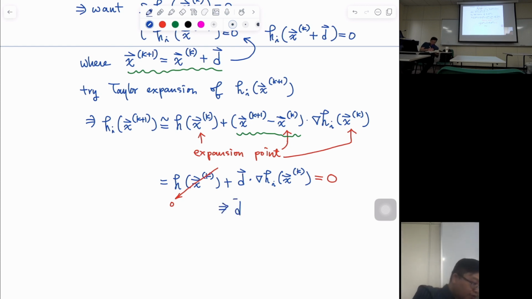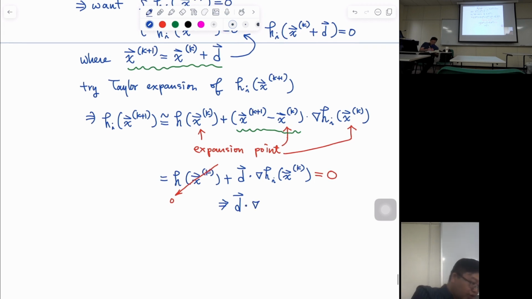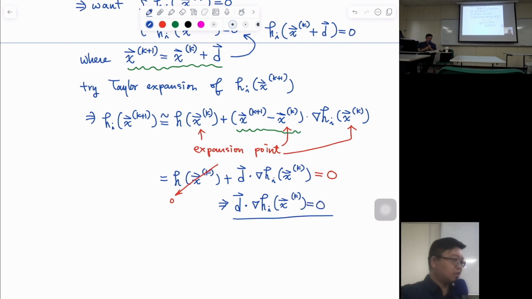Basically, it is the d vector dot product with the gradient equals zero. Okay? So whenever we try to move our design point to a new position by a directional vector, if that directional vector satisfies this rule, then we can be quite confident that at the new position, we still satisfy the equality constraint. Okay? So this keeps our optimization feasible.